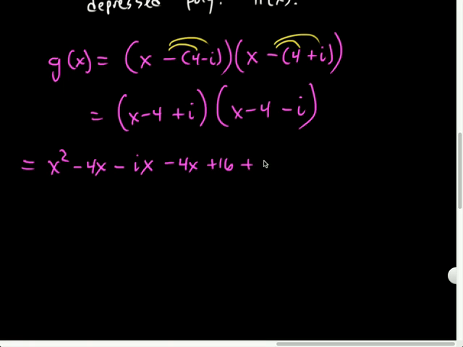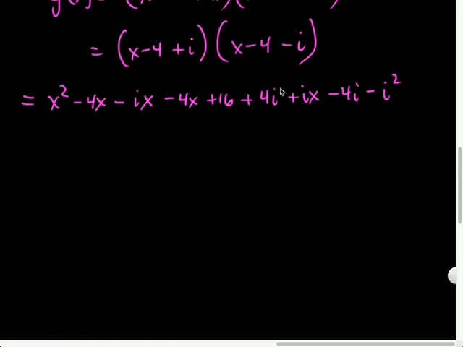Well, negative times a negative is positive, so plus 4i. And now I have to distribute the i to all three of those, right? So i times x is plus ix. i times negative 4 is minus 4i. And i times negative i is negative i squared.